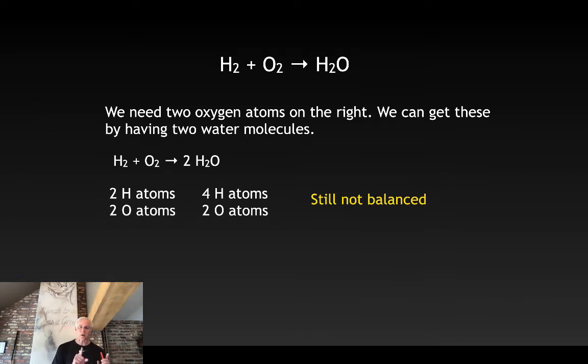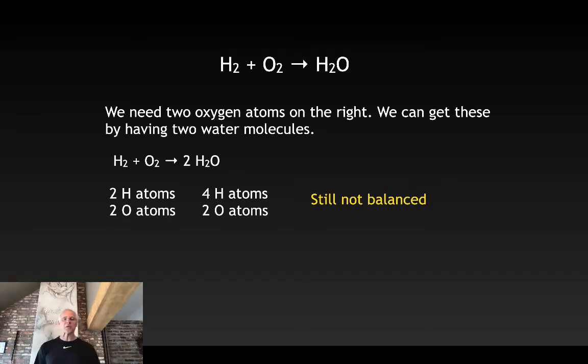All right, so now on the reactant side, I have 2 hydrogen atoms from the H2. I have 2 oxygen atoms from the oxygen, so that hasn't changed. That's good. But now we have 2 water molecules, and so while I have balanced my oxygen atoms at 2, I've now thrown my hydrogen atoms out of balance because now I have 4. So it's still not balanced. That doesn't mean that what we did was wrong. It just means that we're not balanced yet.